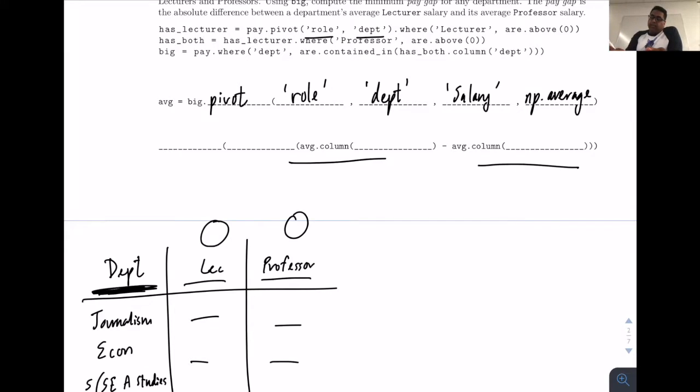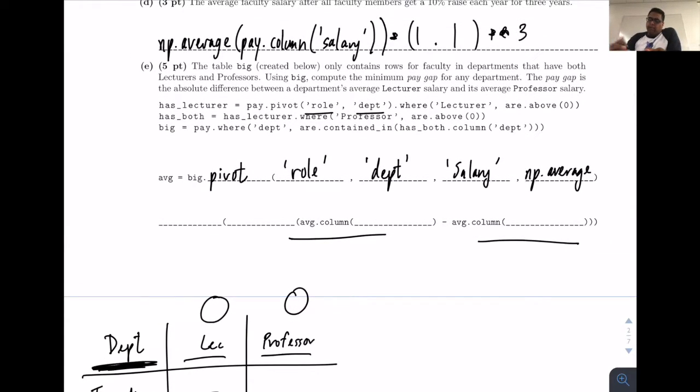And now we want the minimum pay gap for any department. Well, of course, if we want the minimum of something, our first term will be min. And now the pay gap is defined as the absolute difference between a department's average lecturer salary and professor salary. We'd assume that a professor's salary is greater than a lecturer's salary, but there's no need to assume anything here because we're taking the absolute difference.